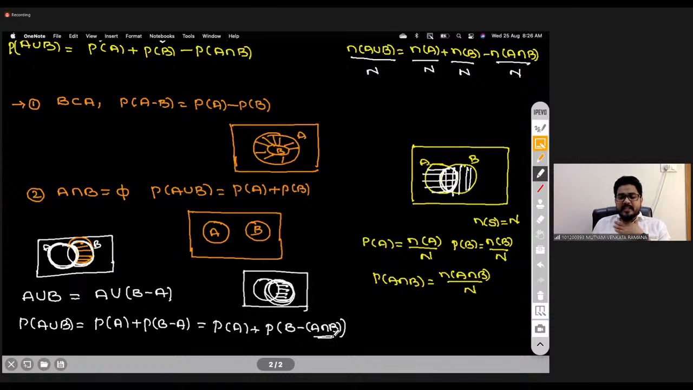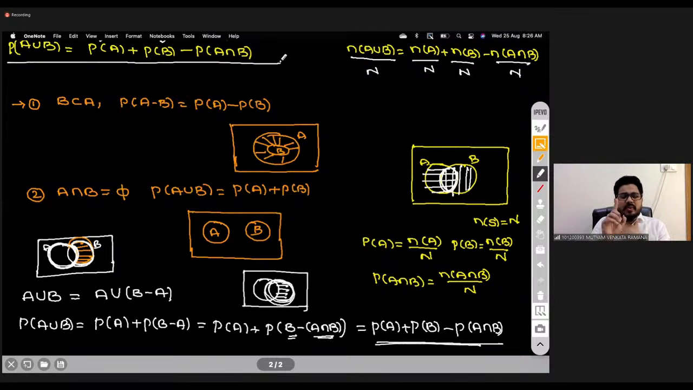Now A intersection B is a subset of B, so I can write it as P of A plus P of B minus P of A intersection B. Maybe in intermediate they may ask this proof. For us, only the statement matters. We are not keen on this. You can go ahead with set theory, or you can go ahead with this. Okay, please copy.